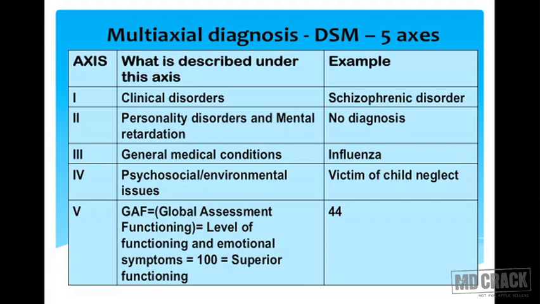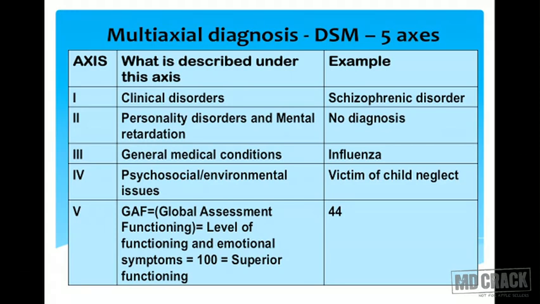Axis 3 describes the general medical conditions. For example, for this patient there is influenza. Axis 4 describes the psychosocial and environmental issues in this patient. For example, here I have written victim of child neglect. And the last one, axis 5, is the GAF, or Global Assessment of Functioning. That's the level of functioning and emotional symptoms. Superior functioning has a score of 100. For this patient, arbitrarily, I have written the Global Assessment of Functioning score is 44.